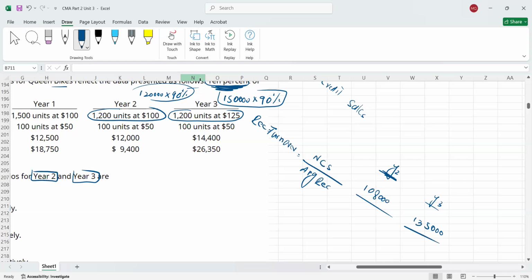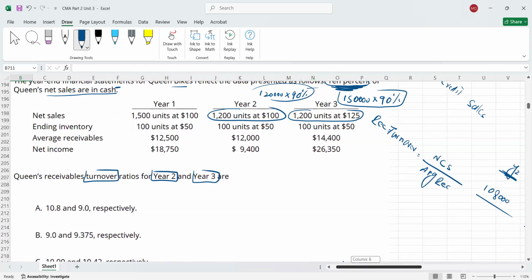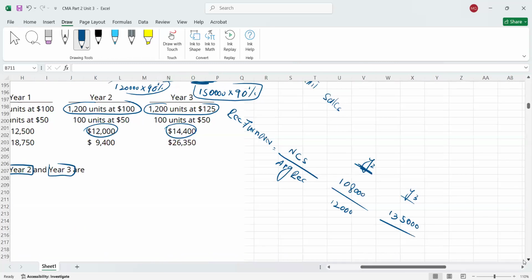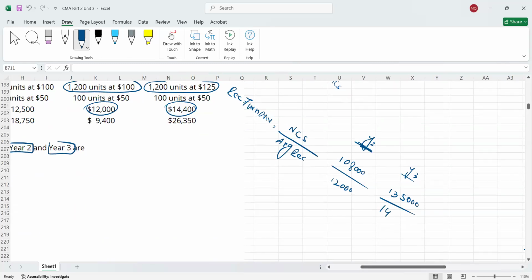Now we need average receivables, and average receivables are already given. For year 2, average receivables is 12,000, so I'll divide by $12,000. And for year 3 it is 14,400, so I'll divide by 14,400. So now we will find the ratios. Turnover ratio for year 2: 108,000 divided by 12,000. So we got 9 times.